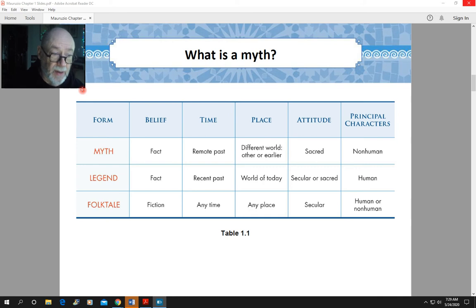Legend. Now, legend, the belief is that it's fact. Two examples of legends: the George Washington cherry tree story. As far as we know, we have no evidence that actually happened, but it's presented as something that George Washington did when he was a kid.